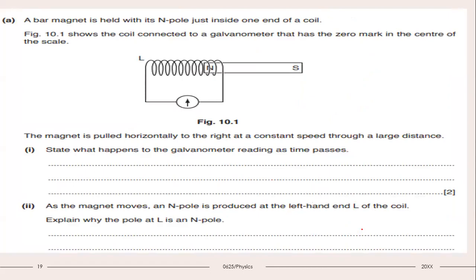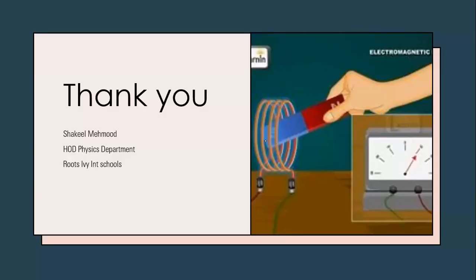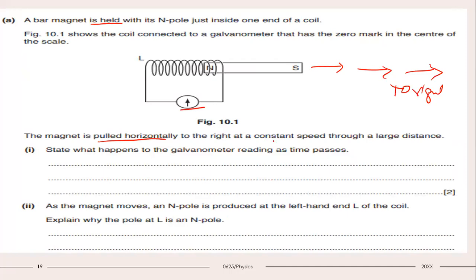Okay, the last question. A bar magnet is held with its north pole just at one end of the coil. Okay, the figure shows the coil connected to a galvanometer. Again, it's the same thing. The magnet is pulled horizontally to the right. Okay, it is pulled to the right, this side, with constant speed through a large distance. Okay, so constant speed through a large distance. State what happens to the galvanometer reading as time passes.